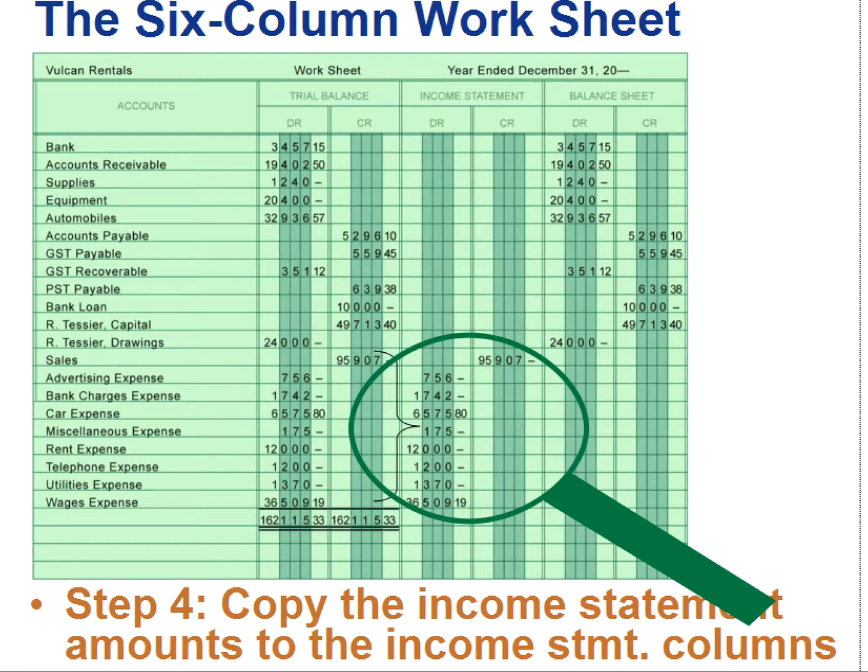Step 4, copy the income statement amounts to the income statement columns. So same idea as before, just take all the income statement accounts, everything from sales and then all of the expenses, and just move them over to the income statement columns. Leave the credits in the credit columns and the debits in the debit column.